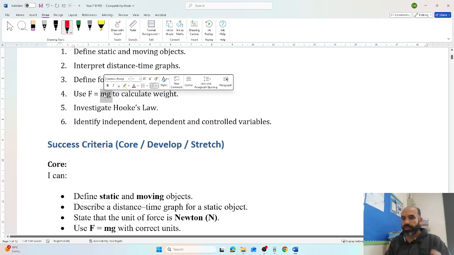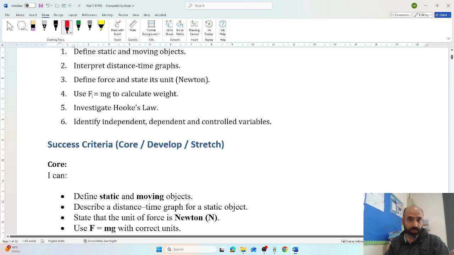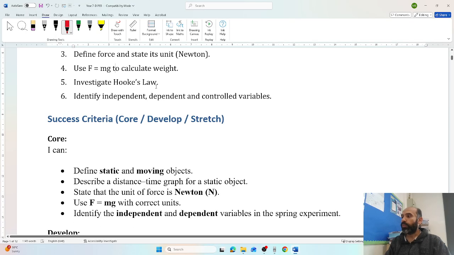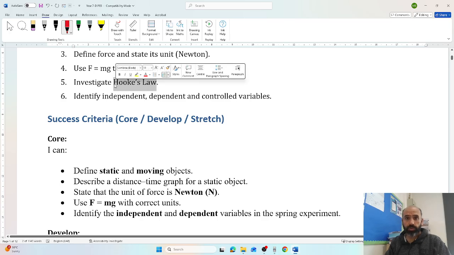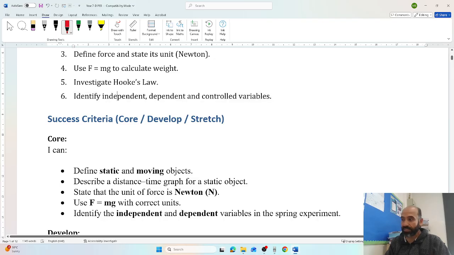You will be using this formula, which is F equals m times g. F is the gravitational force or weight, m is the mass, and g is called acceleration due to gravity. And we will solve some mathematical problems related to it. We will study a law called Hooke's law, and we'll verify it practically. And through this experiment, we need to identify the independent, dependent, and the control variables.